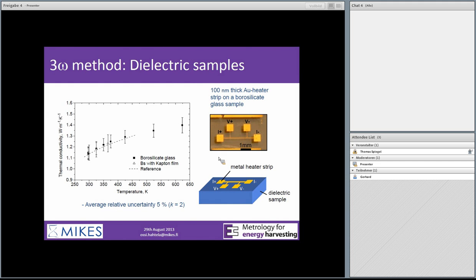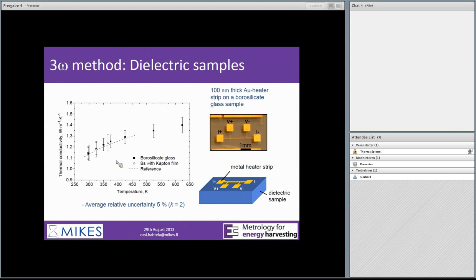If the sample material is dielectric, we can directly deposit the metal heater strip on the sample. We tested our measurement system first with a borosilicate glass sample. We knew the thermal conductivity value from the literature. We measured this sample from room temperature up to 625 Kelvin, and as you can see from the results, there's nice agreement with the reference value. In this case, we determined the average relative uncertainty to be about 5%.